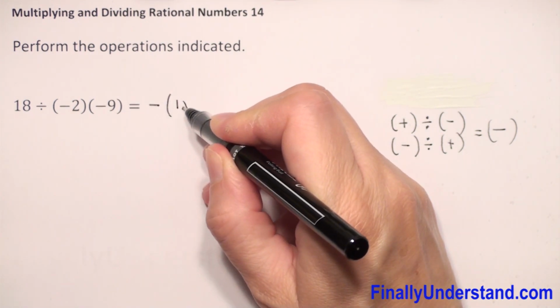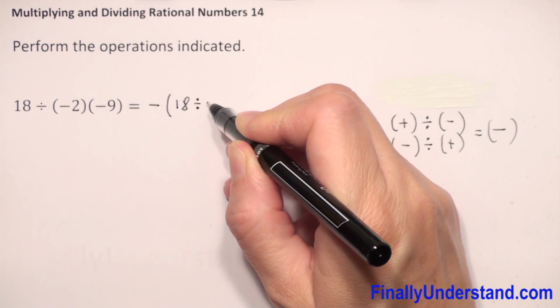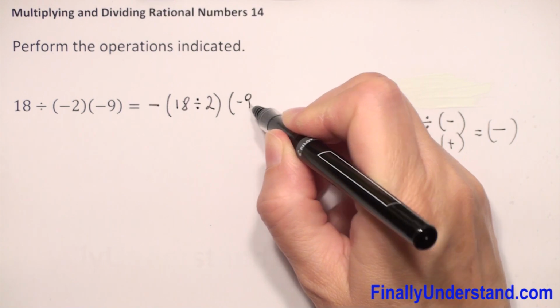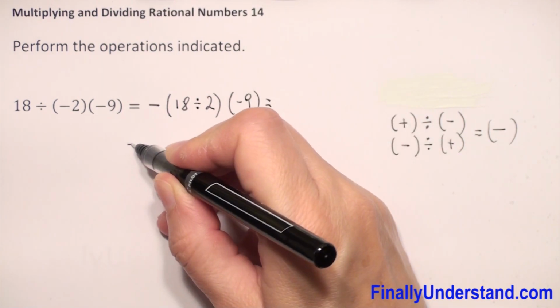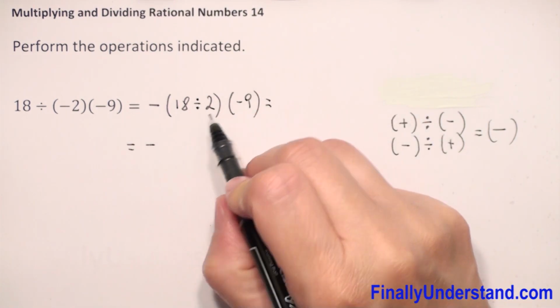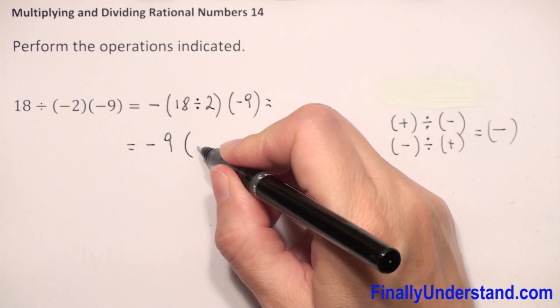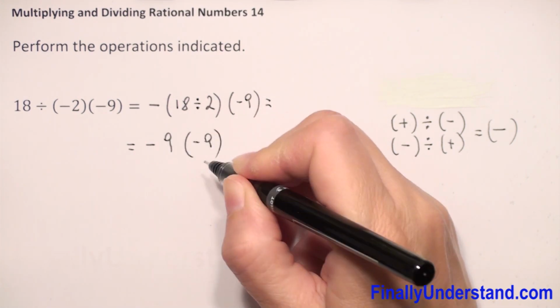And we have 18 divided by 2, and we have times -9. So this is equal to, negative sign we copy, 18 divided by 2 is 9, and we have times -9.